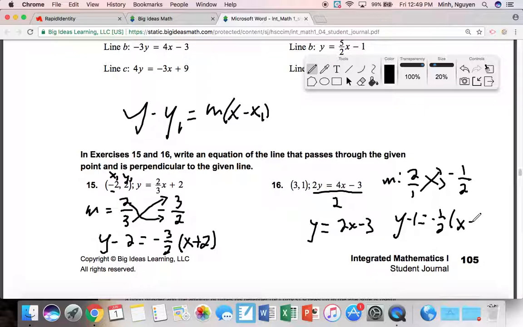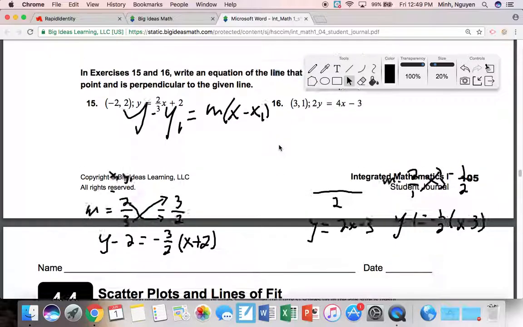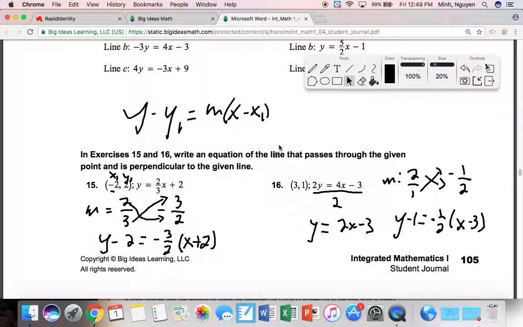X minus 3. I highly encourage you guys to go ahead and distribute this and add the 1. Distribute the negative half and add the 1 to write it in slope-intercept form, because that is a lot more common than point-slope form. Alright, but otherwise, that's it for section 4.3. As usual, if you have any questions, ask your teacher or let me know.